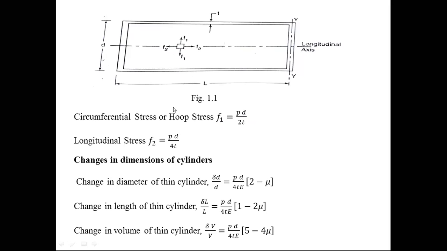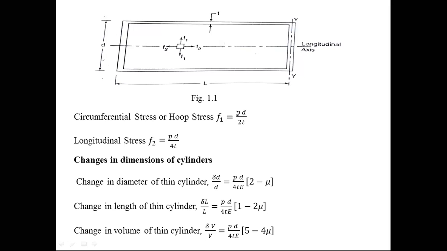And F2 is acting in the longitudinal direction, which is called the longitudinal stress, denoted F2, equal to PD by 4T. If the internal or radial pressure is very small, then F1 and F2 will be the major principal stresses. Then use the principal stress concept. You can find the shear also.